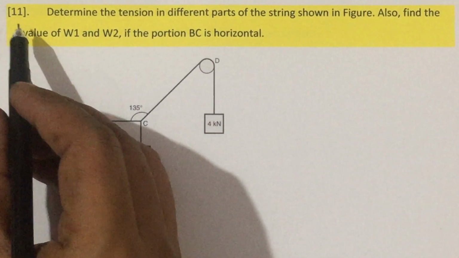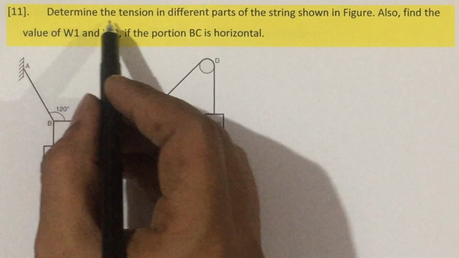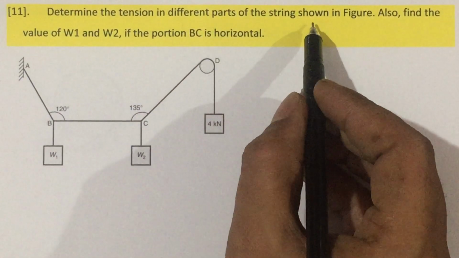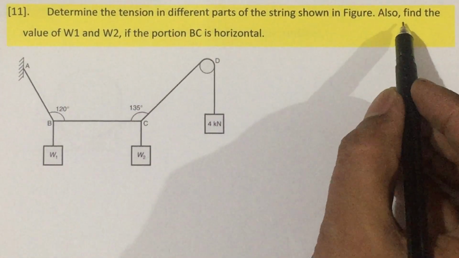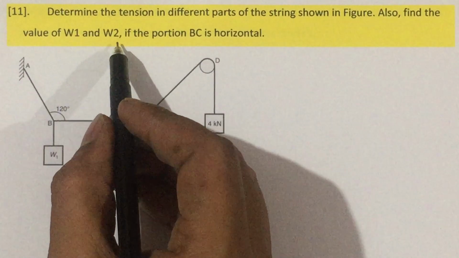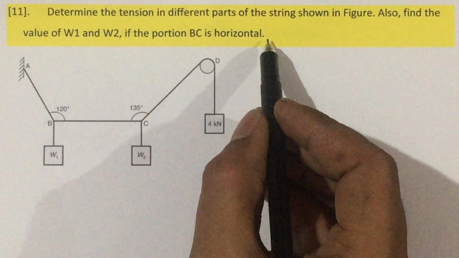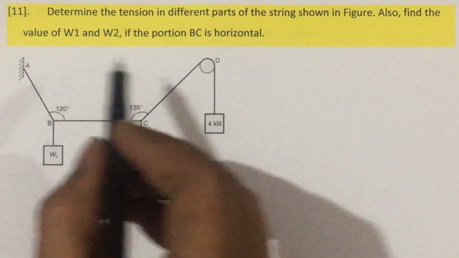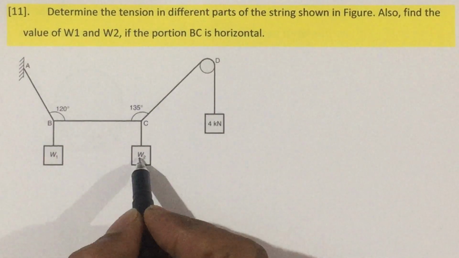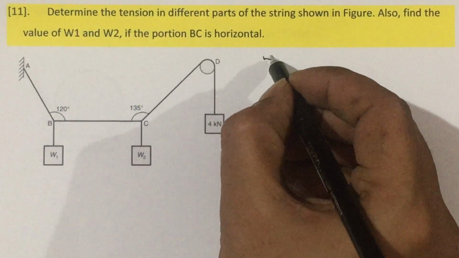Hi, the problem number 11. Determine the tensions in different parts of the string as shown in the figure. Also, find the value of W1 and W2 if the portion BC is horizontal. This is the given diagram. We need to find W1 and W2 value.